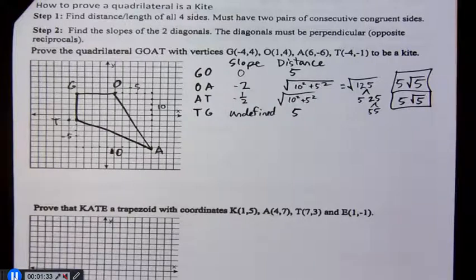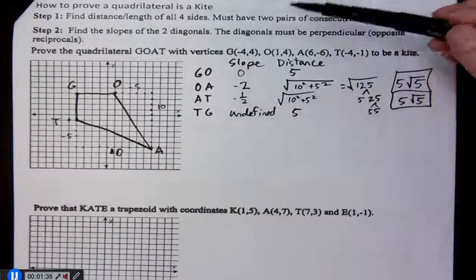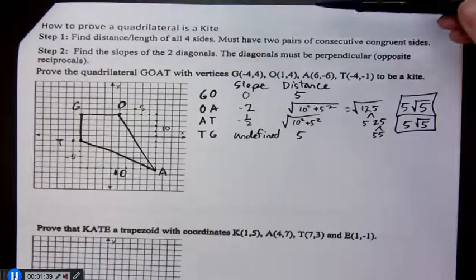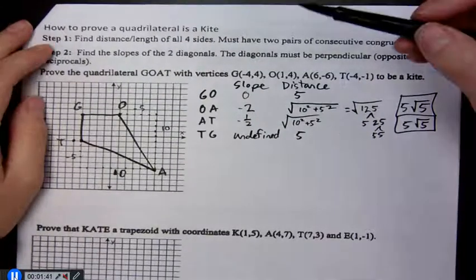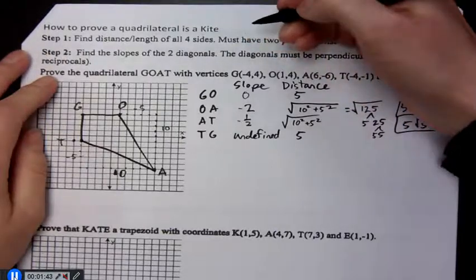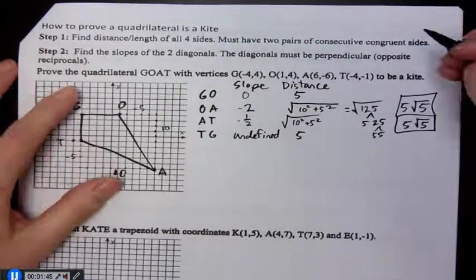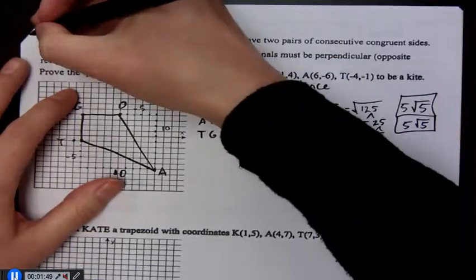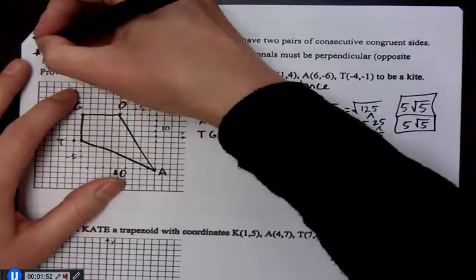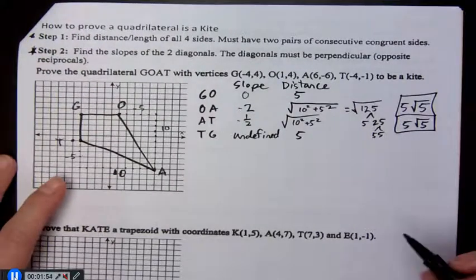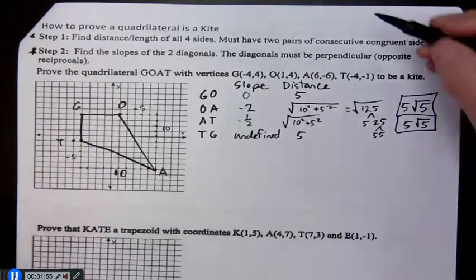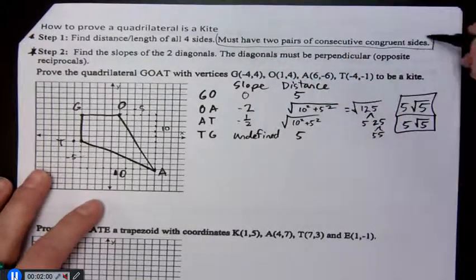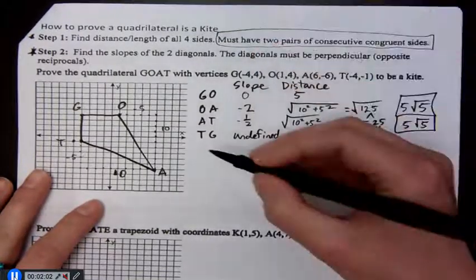All right, did we need to find slopes to do the proof for kite? No, we just did it for practice. To prove it's a kite, there are 2 steps, so we have to do both of these. We can't just do one. Step 1, find the distance lengths of all 4 sides. You must have 2 pairs of consecutive congruent sides, okay? So that's step 1.